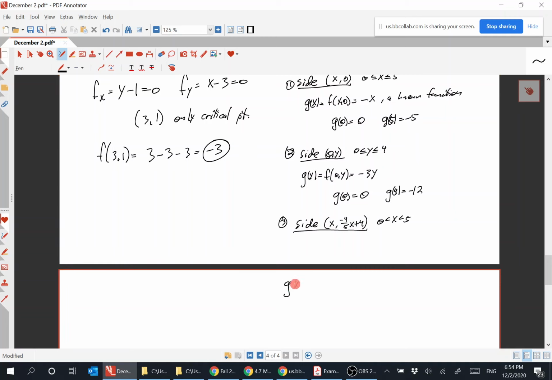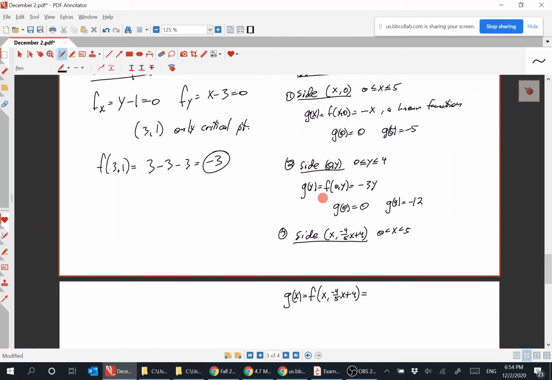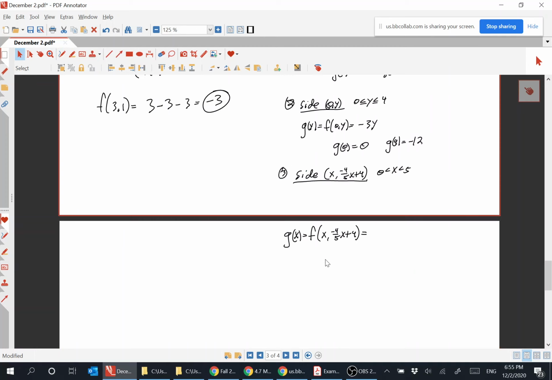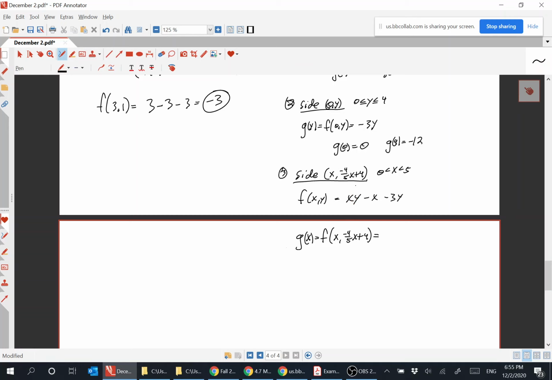So g of x is equal to what? It's f of x, y, where x is x and y is minus 4/5 x plus 4. So that function, what was that function? It's right here. So there's f of x, y. Now we're going to write y in terms of x, like that.